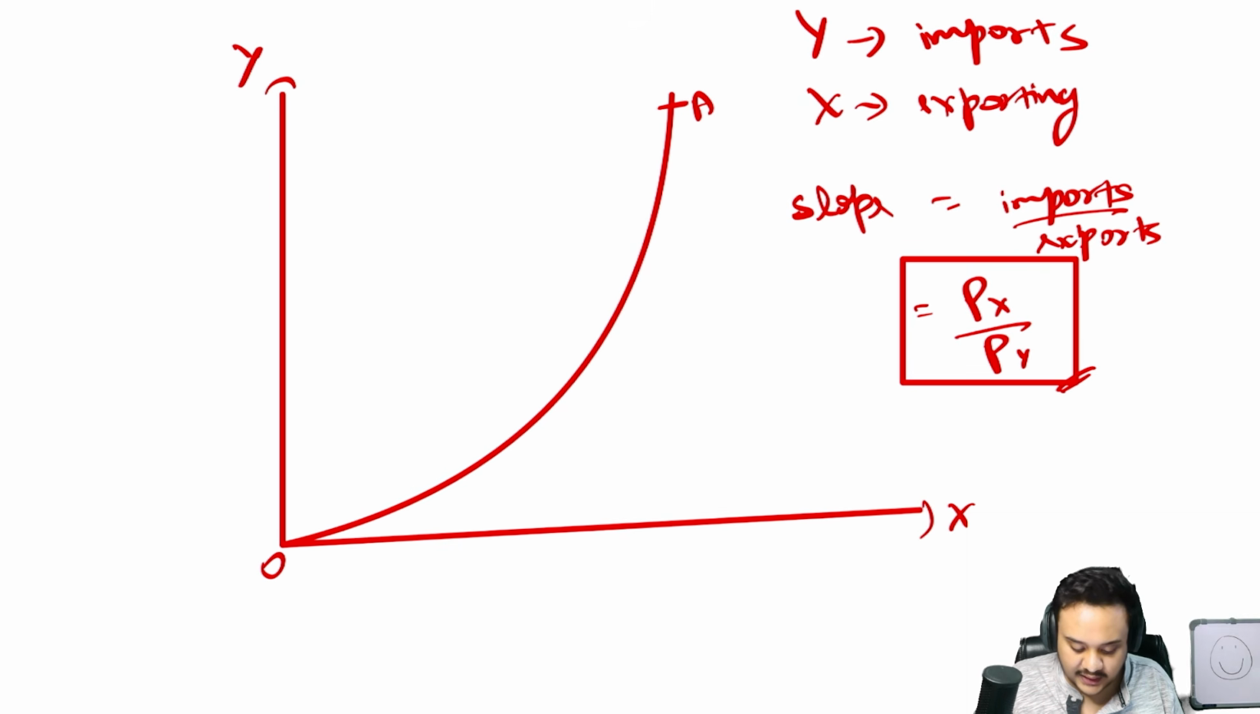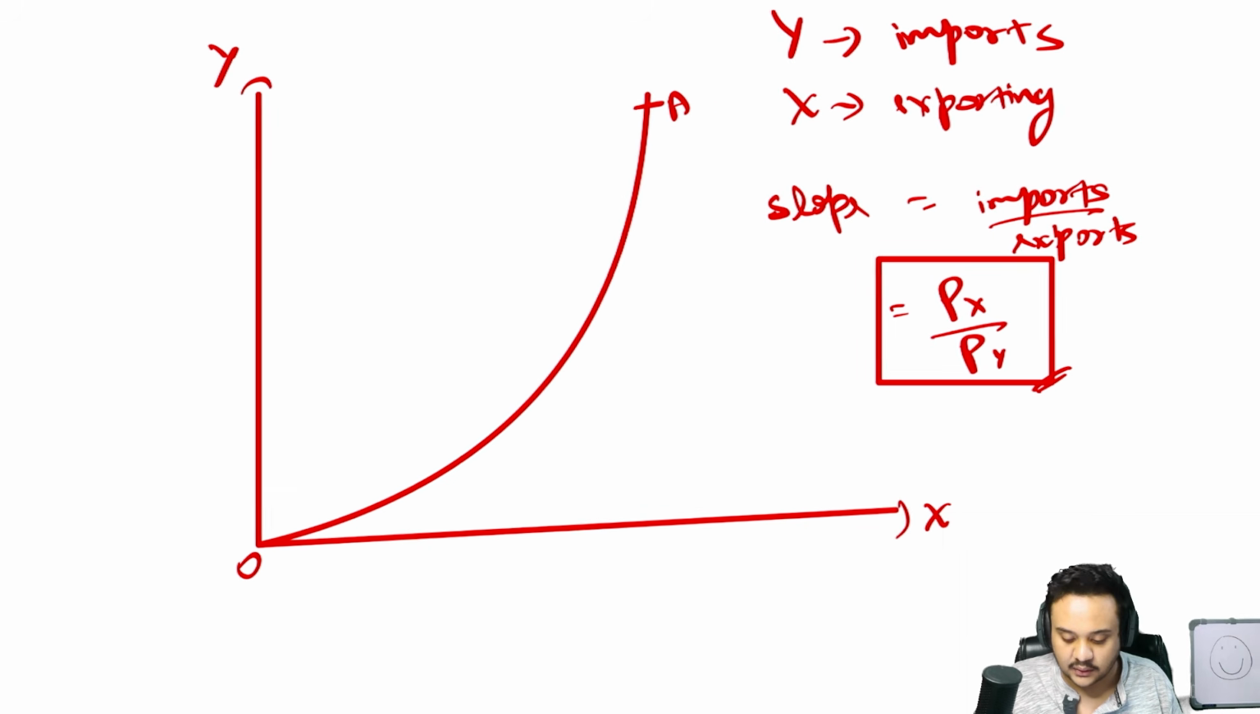So sure, the highest point will move towards the y-axis, but the bend will go towards the axis of the good with the comparative advantage. That is why the answer was D. Okay, so let us move on.